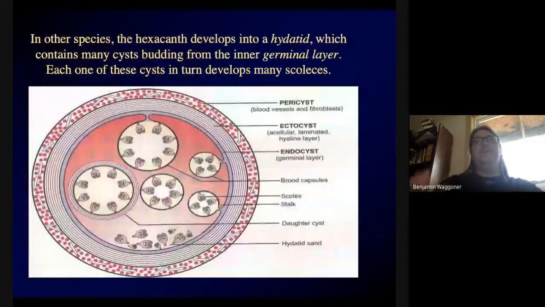There are some where the hexacanth develops into a great big cyst called a hydatid, and each hydatid contains many cysts that bud from an inner layer, and every cyst develops into many scolices. So if you're unfortunate enough to eat a hydatid, the hydatid contains lots and lots of cysts. In fact, these cysts ultimately rupture and produce lots of little scolices that make this deposit in the hydatid called hydatid sand. And each one of those scolices, if swallowed, can pop right out and convert into a tapeworm scolex that will promptly grow new proglottids and become a new mature tapeworm.